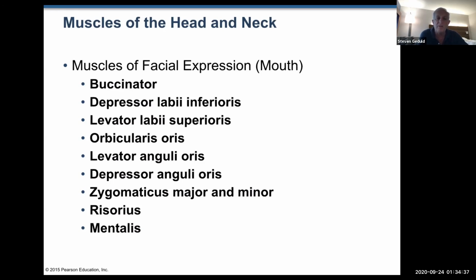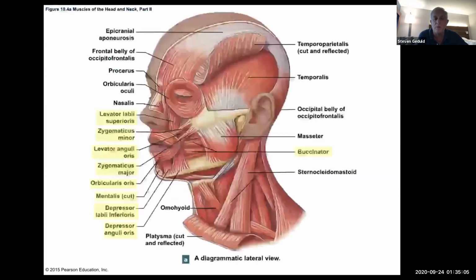The buccinator, the depressor labii inferioris, the levator labii superioris, the orbicularis oris, the levator anguli oris, depressor anguli oris, zygomaticus major, zygomaticus minor, risorius, and mentalis. Okay, you can see where all these are located.